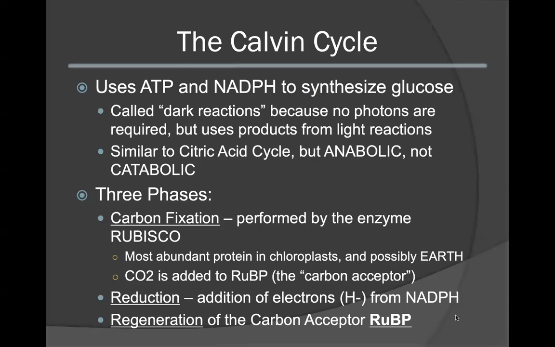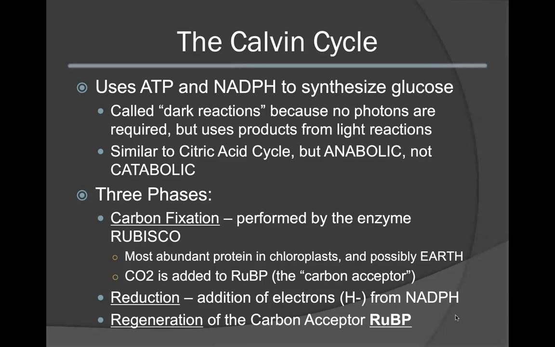The Calvin cycle is important because it uses ATP and NADPH to synthesize glucose, specifically sugar precursor molecules in the form of G3P, or glyceraldehyde 3-phosphate. These are called the dark reactions because no photons are required. The Calvin cycle uses both products, ATP and NADPH, from the light reactions.